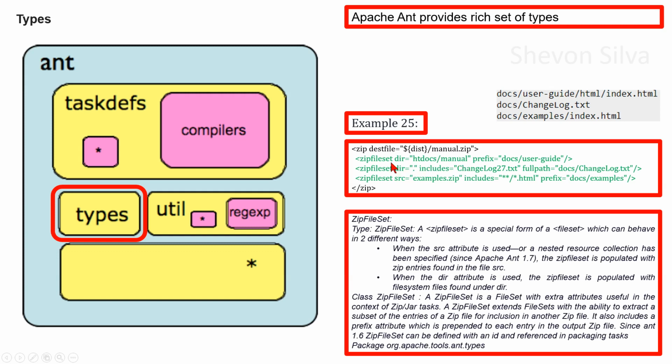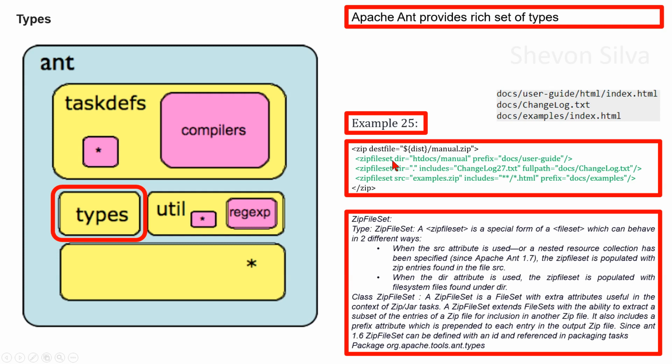With regard to the API, we can consider class zip file set. A zip file set is a file set with extra attributes useful in the context of zip or jar tasks. A zip file set extends file sets with the ability to extract a subset of entries of a zip file for inclusion in another zip file. It also includes the prefix attribute which is prepended to each entry in the output zip file. Since Ant 1.6, a zip file set can be defined with an ID and referenced in the packaging tasks. This is in the package org.apache.tools.ant.types.